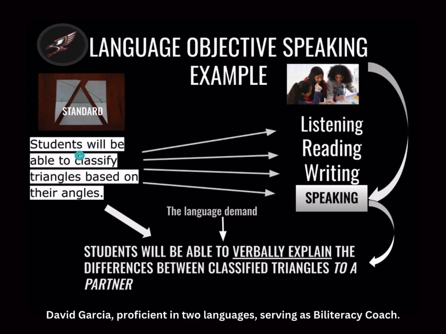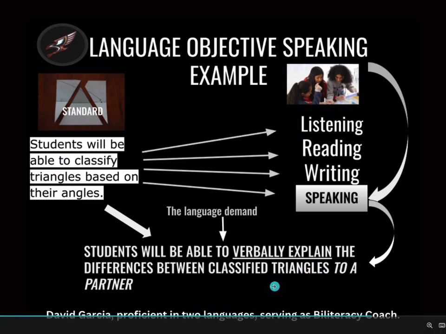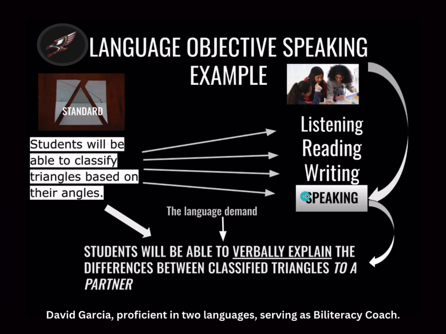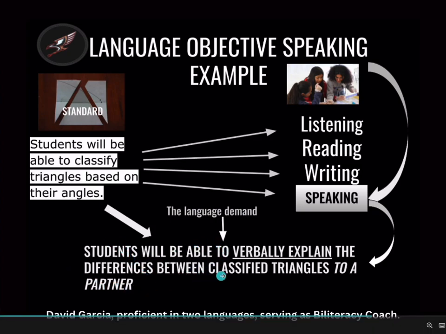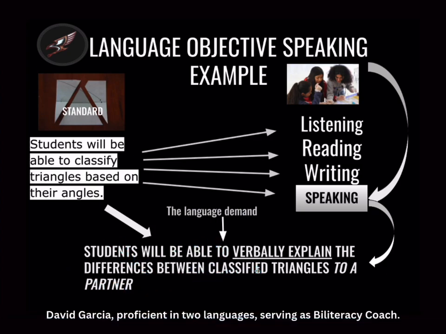Now, this is the content objective, and this is the language demand. How are they going to be able to classify? Like this, students will be able to verbally explain the differences between classified triangles to a partner. Now, notice that speaking and listening actually go together, listening and speaking, because the students will be speaking to each other. So that is how we design a language objective. One more example.